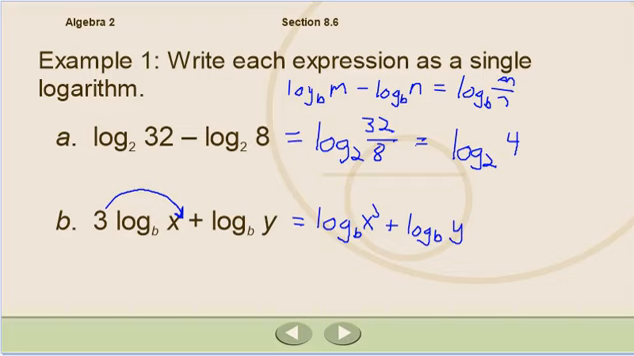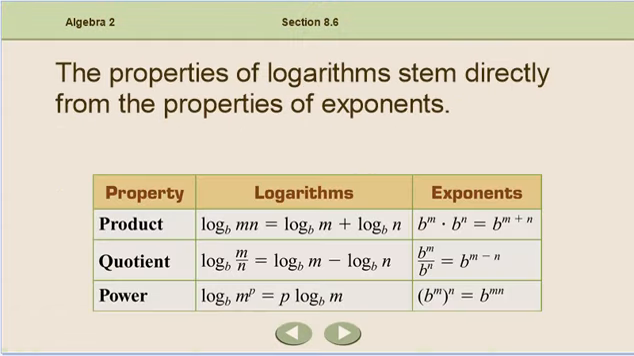Well, we have a logarithm plus a logarithm. From our properties, we know we can combine that into one logarithm, log base b, and we can multiply these two things, x cubed times y. And that has to do with this property right here. Two things were added so we can combine them into one logarithm, m times n.